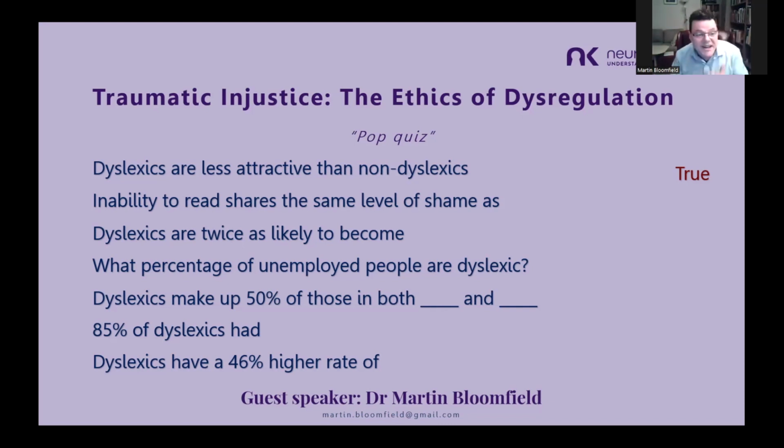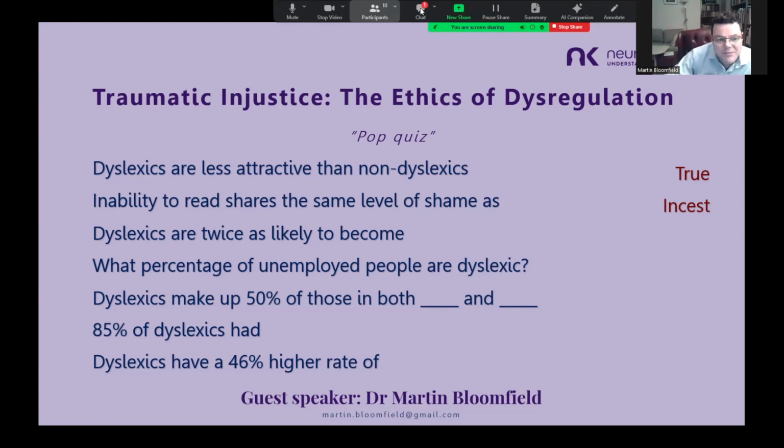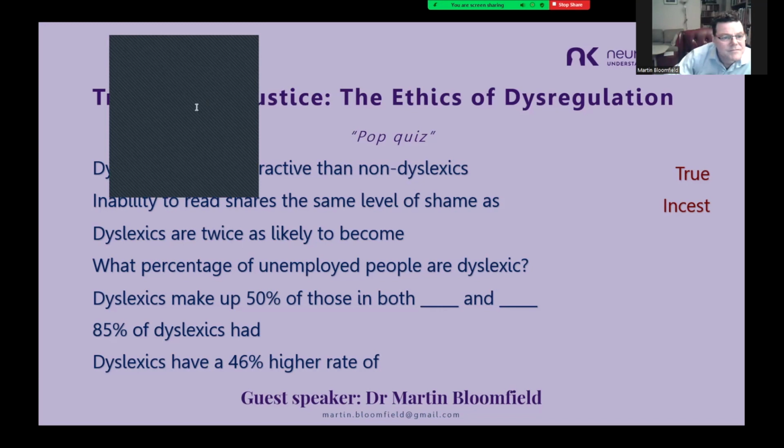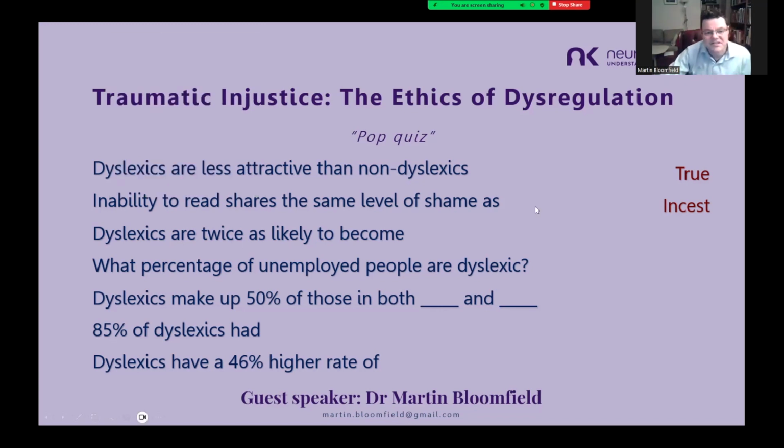Okay, the next one, inability to read shares the same level of shame as, and I can show you the source for this later on if you'd like, incest. This is absolutely horrifying. Inability to read shares the same level of shame as incest, according to one study. Dyslexics are twice as likely to become homeless. The percentage of the unemployed who are dyslexic is 40% in Britain, maybe higher in other countries. Dyslexics make up 50% of those in both, so you're correct, prison and drug and alcohol rehab.